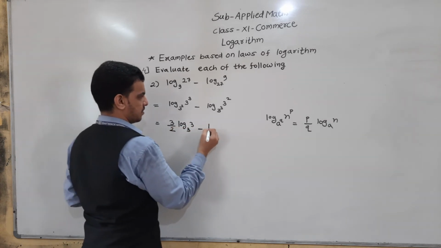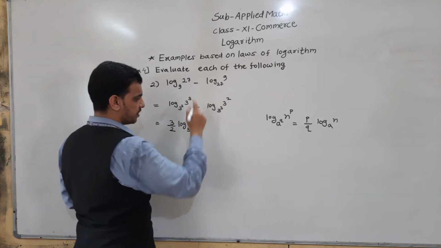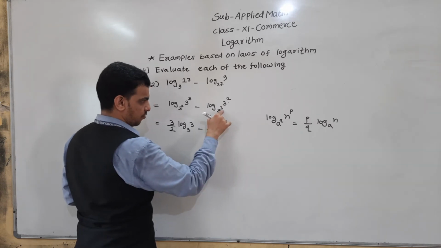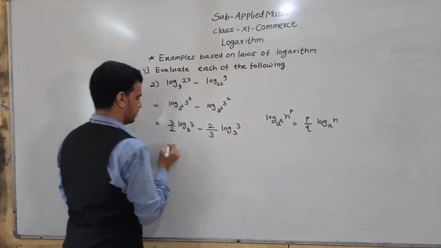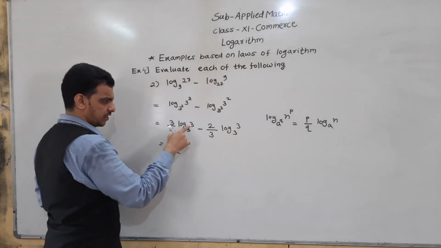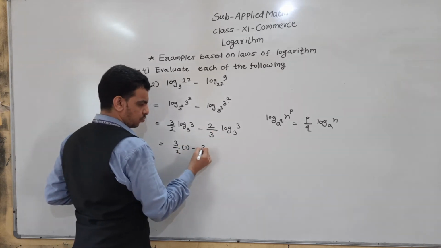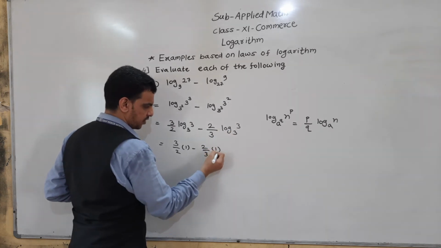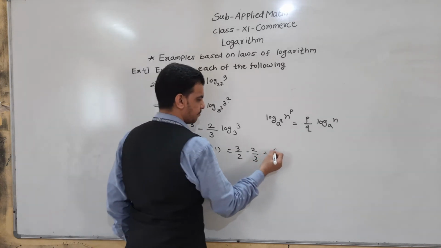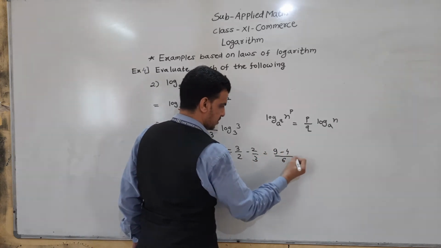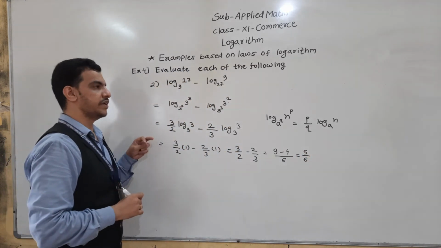Okay, minus again same here: power of argument becomes numerator, so 2, power of base becomes denominator, that is 3, and log 3 to the base 3. So 3 by 2 log 3 to the base 3. Okay, that answer is 1 minus 2 by 3 into log 3 to the base 3, that is 1. So remaining 3 by 2 minus 2 by 3. So if we make the same denominator, 9 minus 4 upon 6. So it is 5 by 6. Okay, understand this. Now we will take the next question.